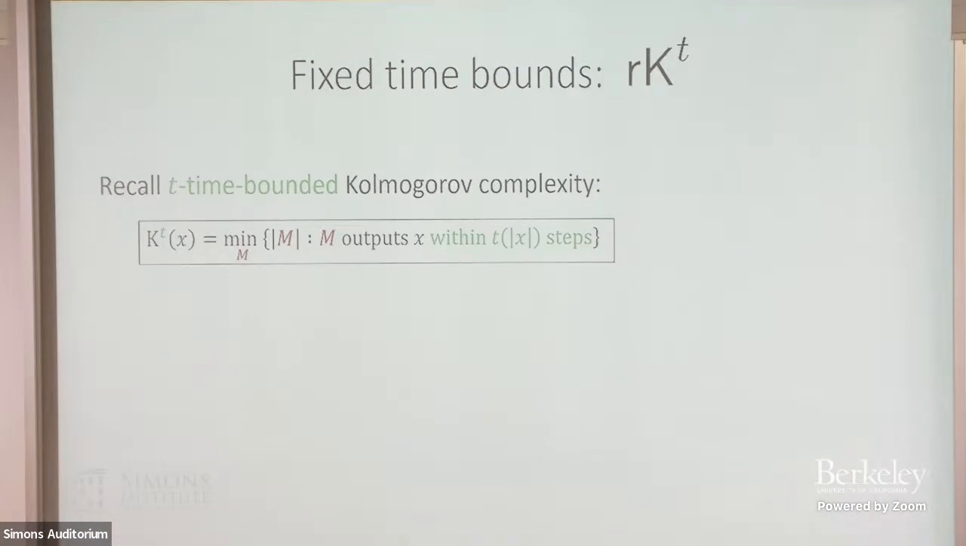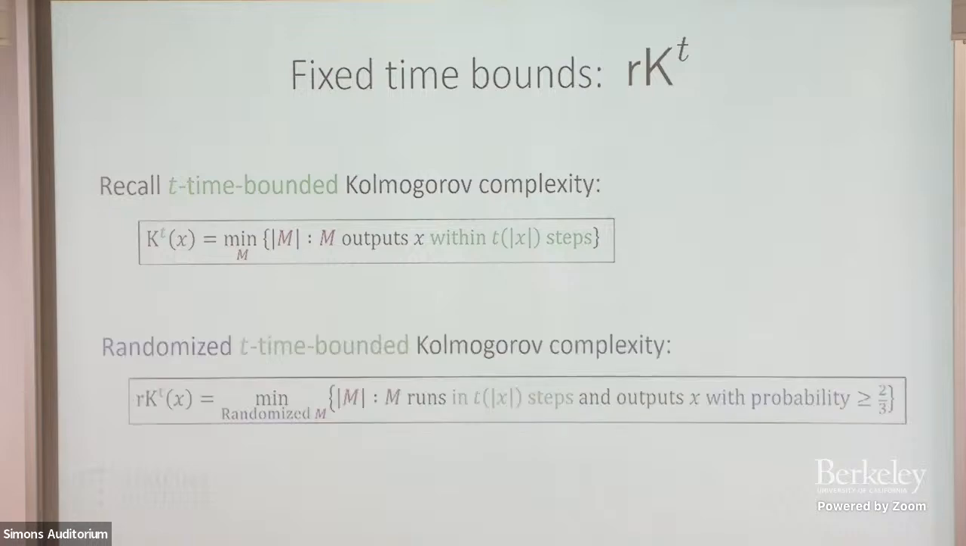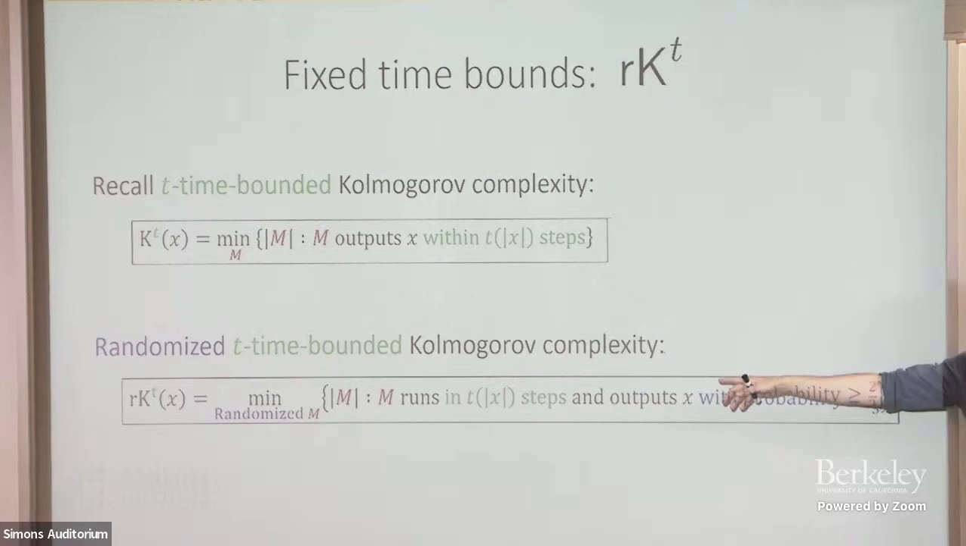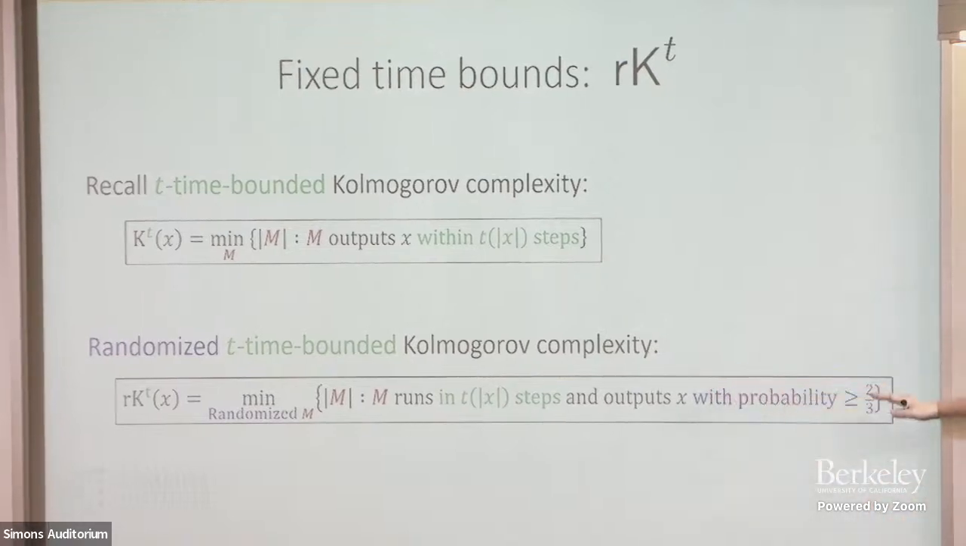So now we can also look at the polynomial time regime of fixed time bounds. Here's the original definition without randomness. And again, it's very natural. You can consider a randomized version for this notion. So you're talking about randomized machines that run for t(|x|) steps and output x with high probability. There's no log t because the t is fixed. It's just the analogous notion.